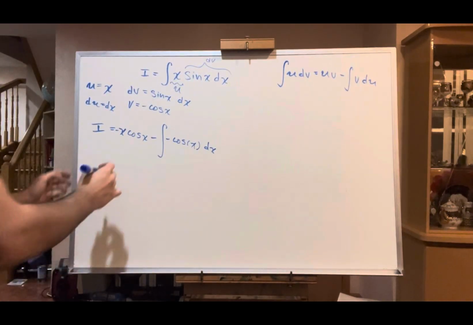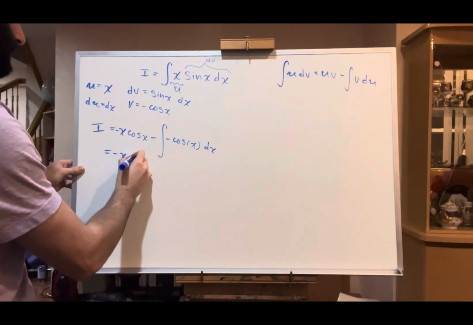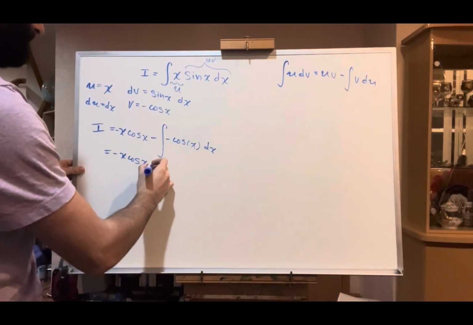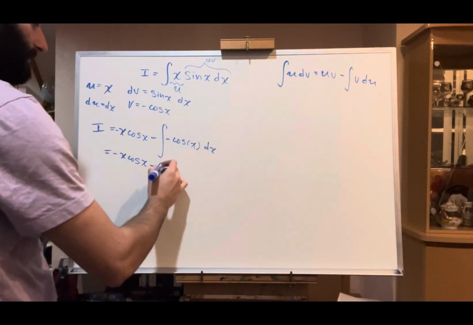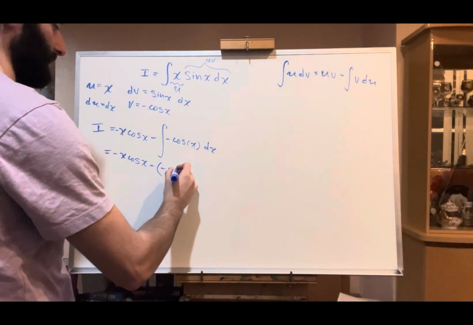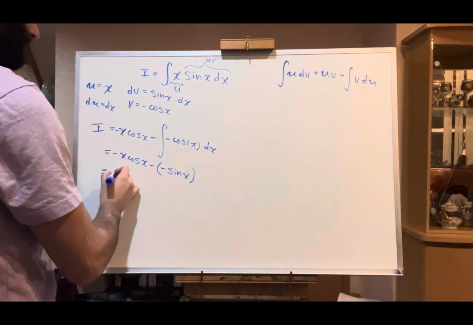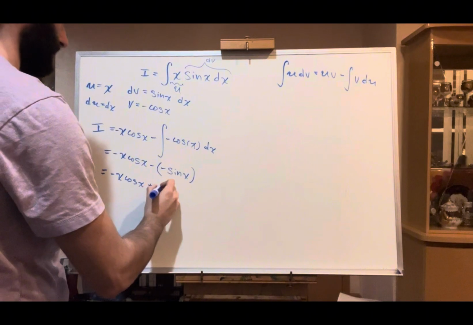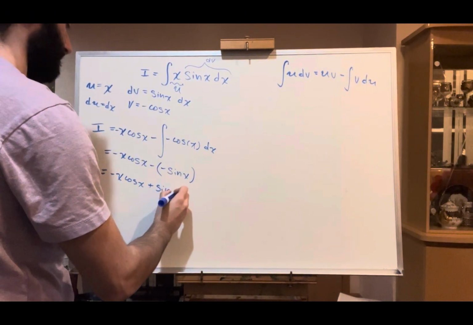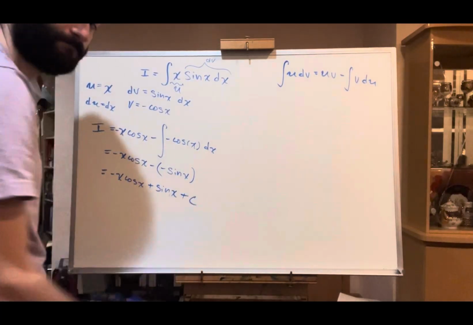So when we go ahead and finish it up, we get that this integral is equal to negative x cosine of x minus the integral of negative cosine of x, which is, well, negative sine x. And we get a final answer of negative x cosine of x plus sine of x plus c.